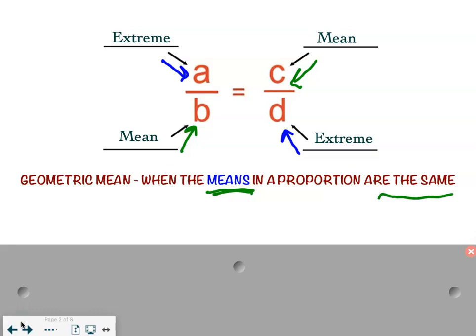A way for me to remember which one's my mean and which one's my extremes is that the means are in the middle, which starts with M. Because when I read this, it's A over B equals C over D. The B and C are in the middle, right, when I say that? So M, middle, means, that's what helps me. But we can do some problems with these, which make our life easier when solving for certain side lengths of similar triangles.